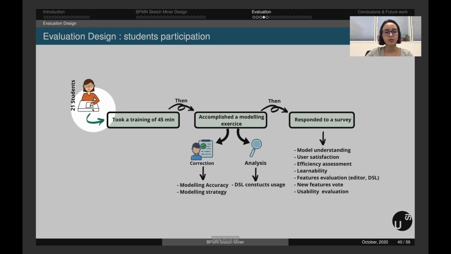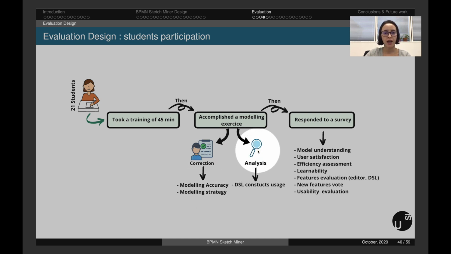So the students participated as follows. At the beginning, we gave them a training of 45 minutes where they learned how to use the BPMN Sketch Miner, and also how to find the documentation that they may need. After that, we asked them to perform their modeling exercise where they had to model a process that we corrected after they provided us their solutions, for getting the accuracy of their models, and also for assessing the different modeling strategies that they followed in order to solve the exercise.